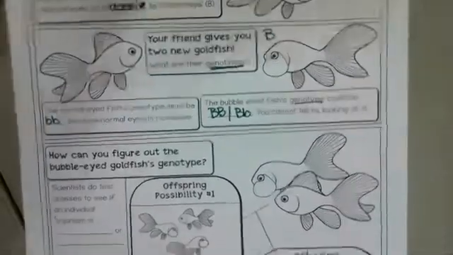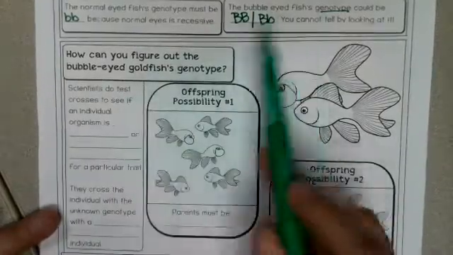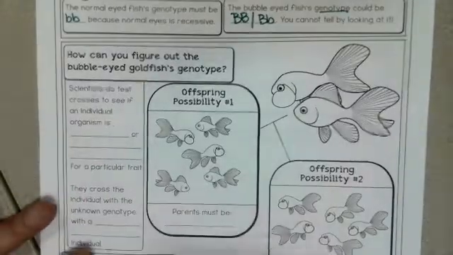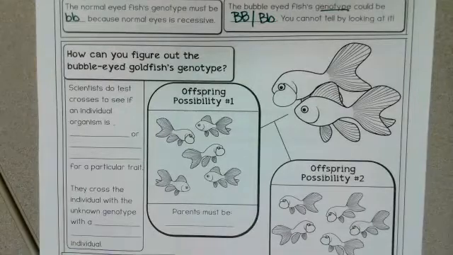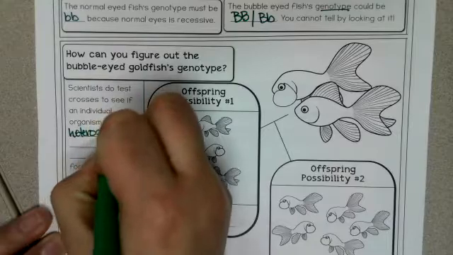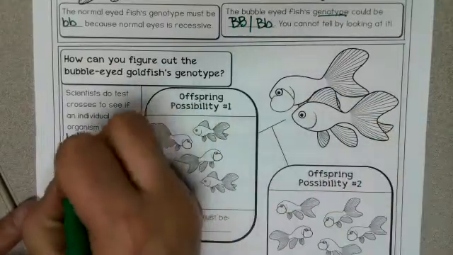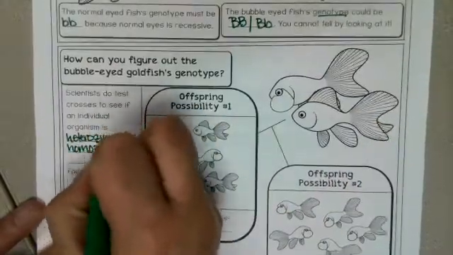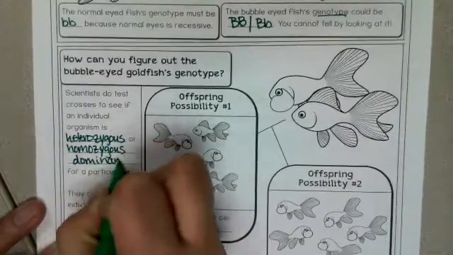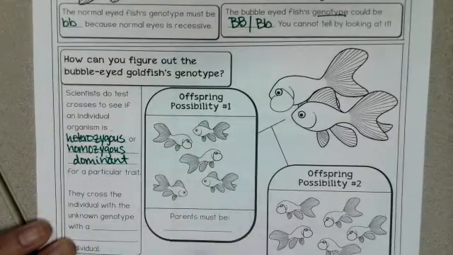Ooh, guys, we're almost there. This is the last section. So we want to figure out for sure what this dude's genotype is. So we're going to do what is called a test cross, and scientists use a test cross to see if an individual organism is going to be heterozygous or, and what's the other option here? That's right, homozygous dominant. Okay, so we want to see whether he's going to be heterozygous or homozygous dominant for a particular trait.